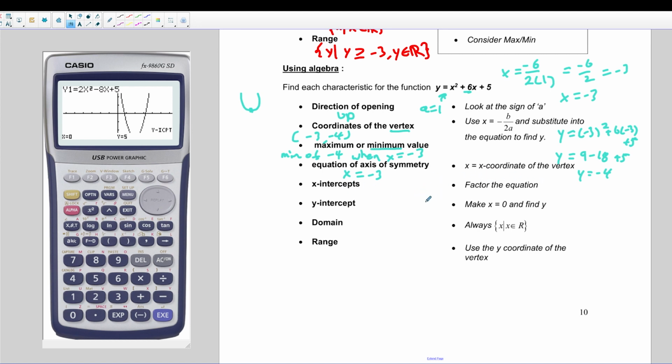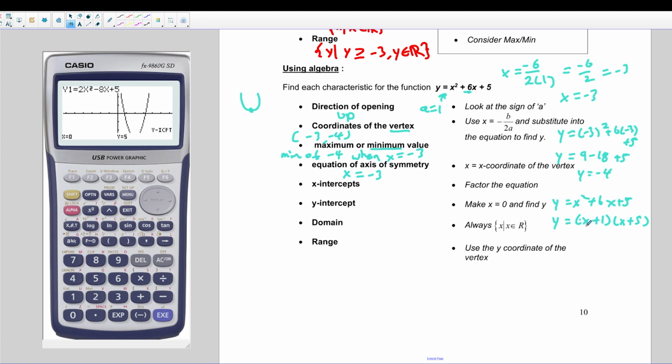To find the x-intercept, we're just going to factor your equation here. Okay, so with x squared plus 6x plus 5, I'm not sure if you remember from the beginning of this lesson here, we have y is equal to x squared plus 6x plus 5. We're going to look for two numbers that multiply to 5 and add up to 6. So in this case, we have x plus 1 and x plus 5.